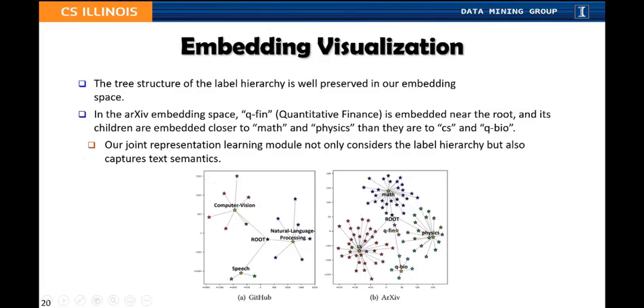Also, to give a case study on the embedding learning module, we visualize the embedding of the hierarchy here. We can see that the tree structure of the label hierarchy is well preserved in our embedding space. And more specifically, in the arXiv embedding space, the quantitative finance node is embedded near the root because it is an interdisciplinary area. And its children are embedded closer to math and physics than they are to CS and quantitative biology. This indicates that our joint representation learning module not only considers the label hierarchy, but also captures text semantics.